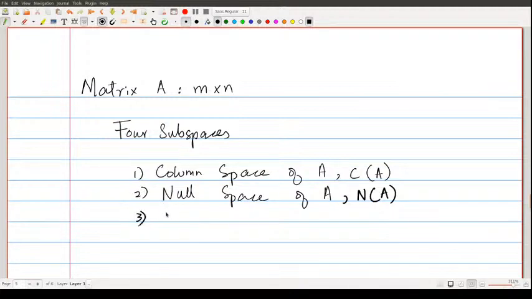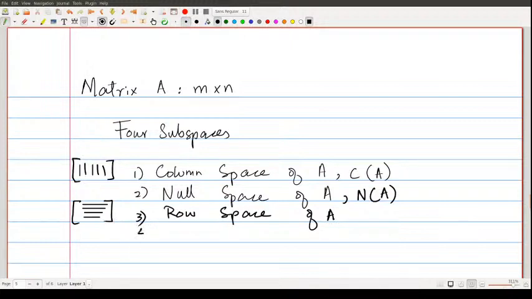Today we're going to talk about another space, which is the row space. Okay. Now if you think about it the same way we defined the column space, where we took all possible linear combinations of the columns of A, in this case we will be taking all linear combinations of the rows of A. So that's the row space that we're going to talk about.